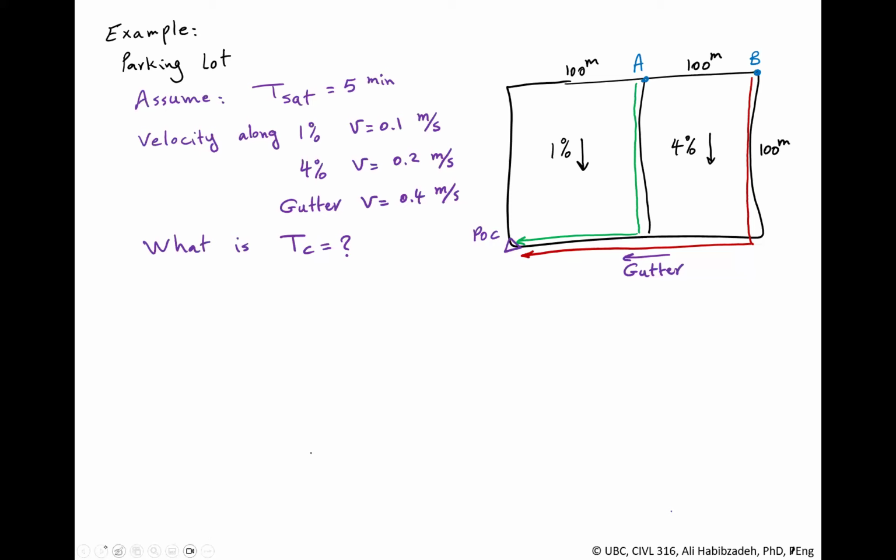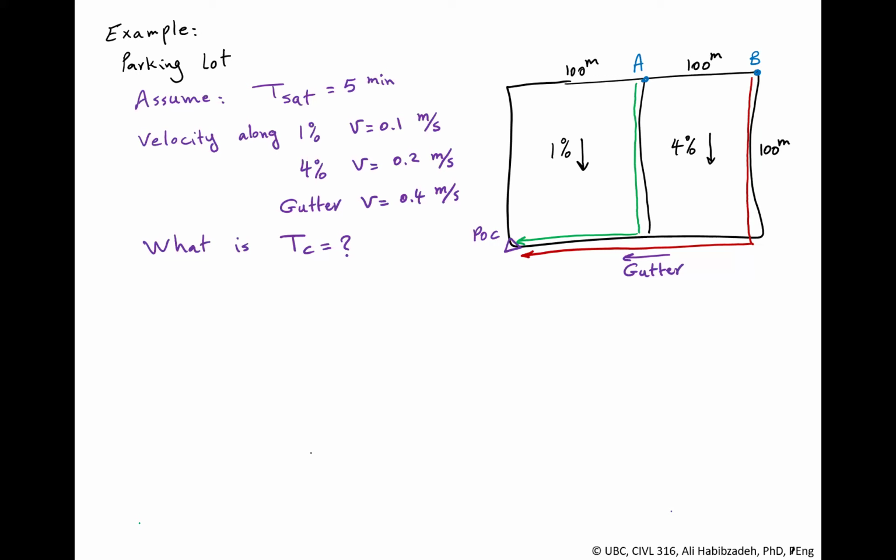Looking at the two parcels we have, it makes sense, based on the slopes that we have and the location of the POC, that the farthest point in each of these parcels is the top right corner, points A and B. That's the farthest distance. Everything else in each parcel is the same. So the farthest physical distance will also be the farthest travel time.